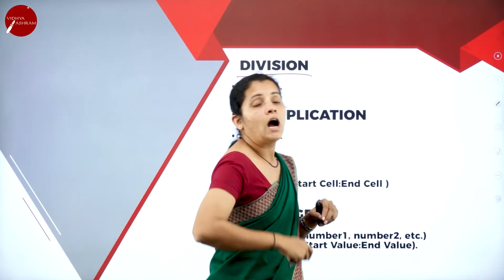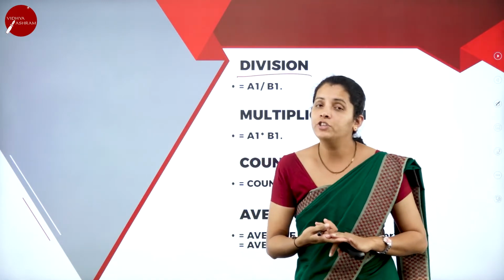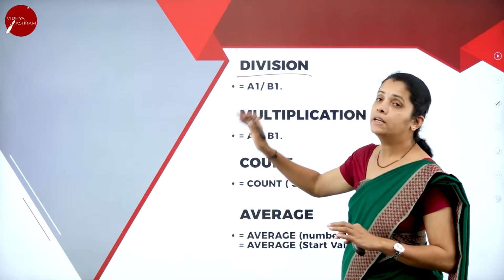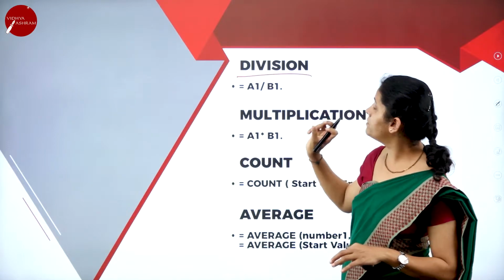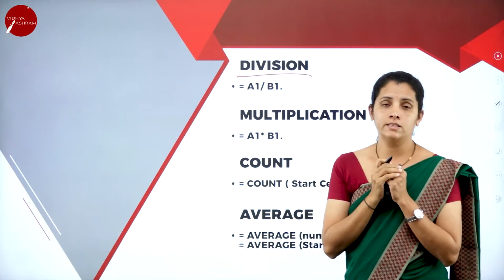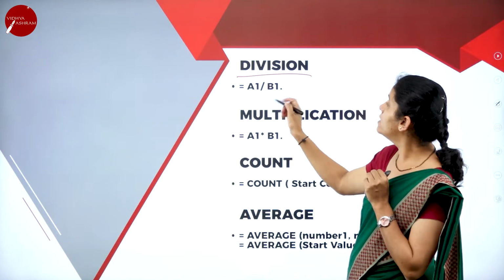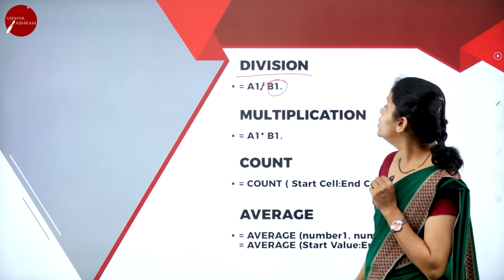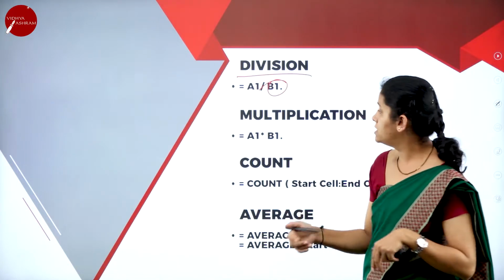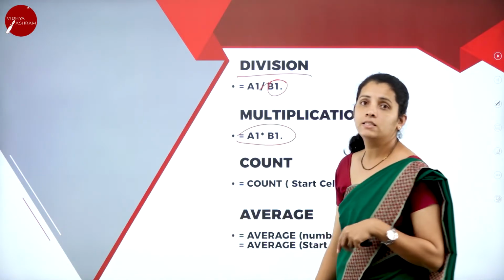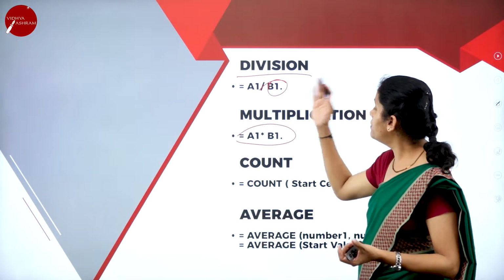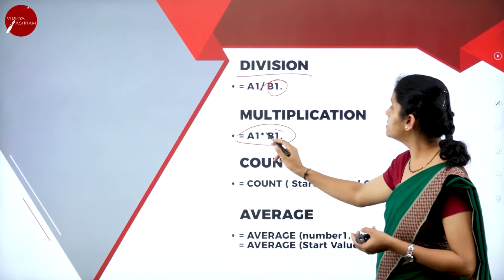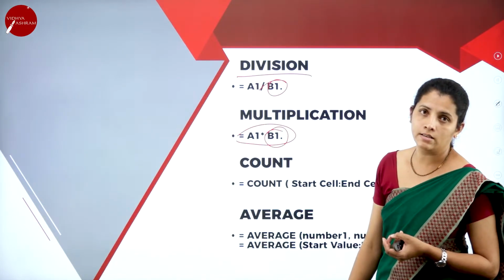That means how can I perform division here? That is nothing but equal. I'm going to specify the starting cell address, and this is my ending cell address. Then to perform multiplication, once again equal my cell address. So this is my first cell address and this is my second cell address.